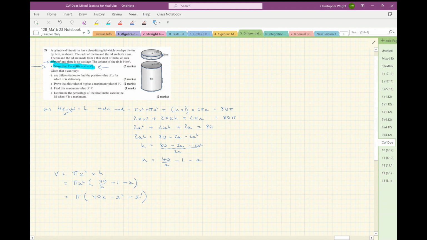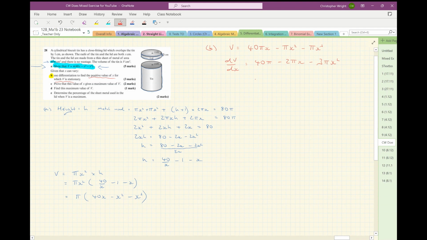Part B. Given that x can vary, yes, of course x can vary, because I can make this biscuit tin with a bigger or a smaller radius, use differentiation to find the positive value of x for which v is stationary. Okay, well, here we are, part B, I'll do this up here. I know that v equals, I'm going to multiply out that bracket, 40 pi x minus pi x squared minus pi x cubed. That's the volume, right? And I need to find the positive value of x for which v is stationary. So I'm going to differentiate this with respect to x. It gives me 40 pi minus 2 pi x minus 3 pi x squared.